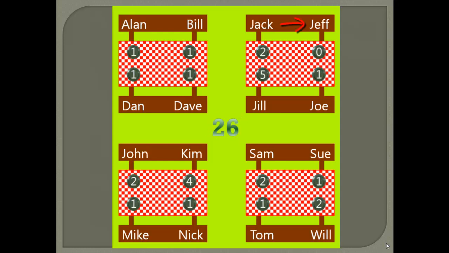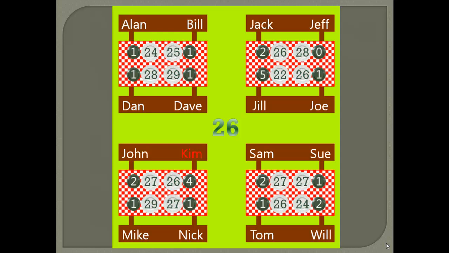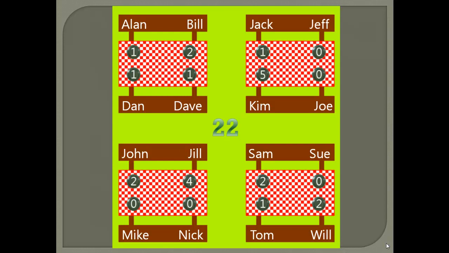We can't choose Jeff because he already has 0 conflicts, so let's choose Kim. In Step 4, we look at the overall number of conflicts there would be if Kim swapped seats with Alan, Bill, Dan, and so on, and we swap Kim's seat with whichever one will give us the lowest number. In this case, it's Jill. We now have 22 conflicts left.